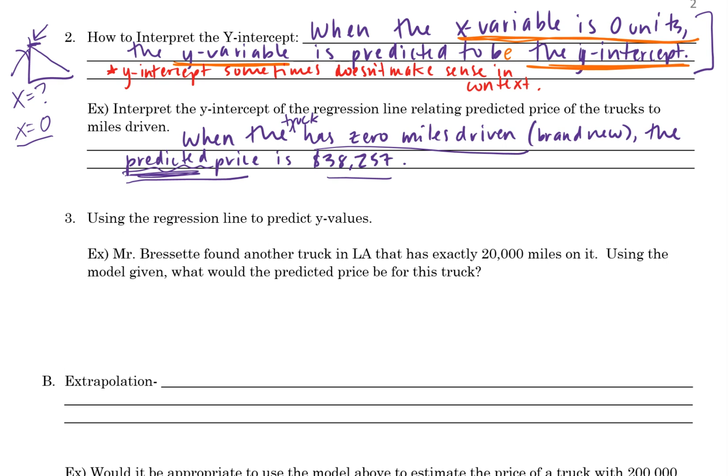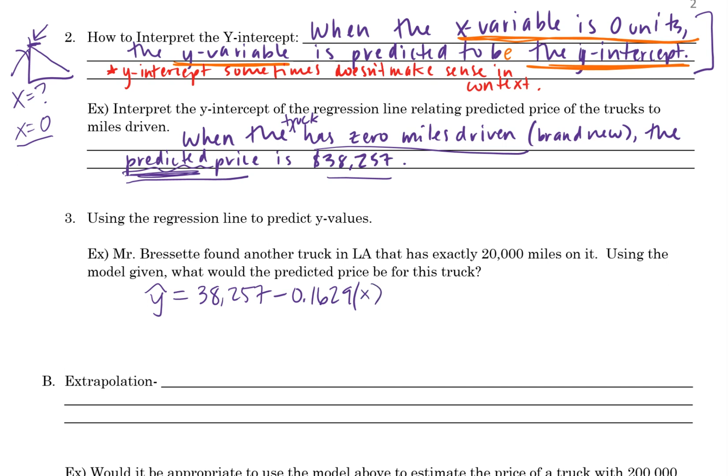Cool? Okay. And then finally, one of the basic things you're going to be asked to do with a regression equation is the following. Use the regression line to predict Y values. Example, Mr. Brissett found another truck in LA that has exactly 20,000 miles on it. Using the model given, what would the predicted price for this truck be? So our model given was predicted price, and I'm way too lazy to write that, so I'm just going to write Y hat instead, is equal to 38,257 minus 0.1629 times miles driven.